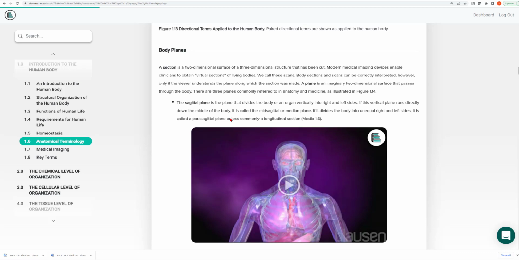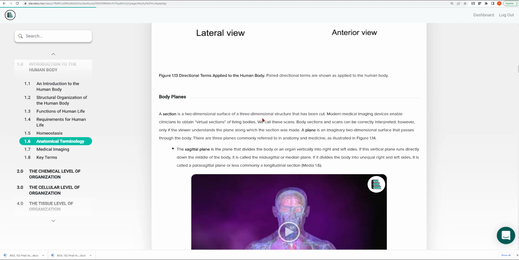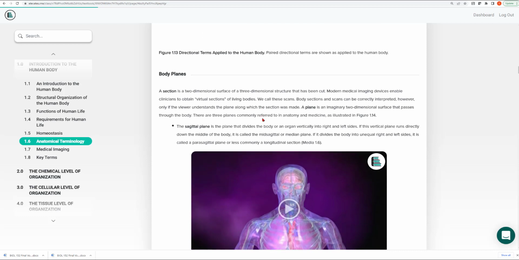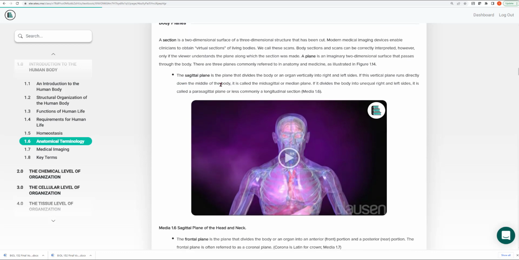Another thing you'll be dealing with in lab is looking at body planes. If you've ever had a CAT scan or an MRI, you know that you can see different planes within those imaging techniques. And there are three main primary planes that you'll be seeing a lot of this semester. Number one is sagittal plane. The sagittal plane basically divides the body or an organ into left and right sides.